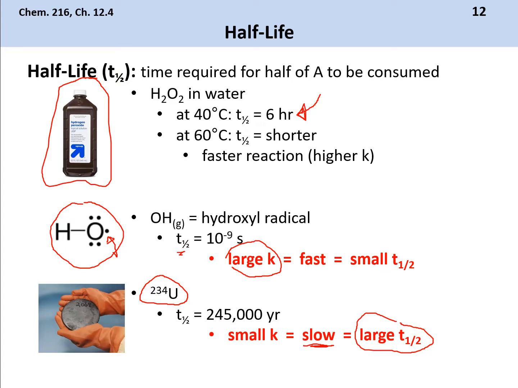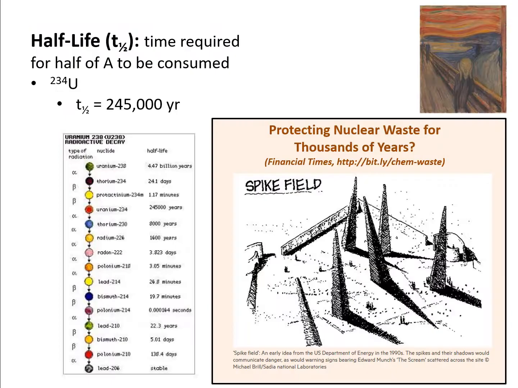Things that have very long half-lives, we don't usually talk about in seconds. Now we talk about it in years. So for instance, that uranium-234 lasts for a long time, and there are other radioactive wastes that take a long time. This is one of the things we have to worry about when we deal with nuclear energy. What are we going to do with all that waste for 245,000 years? I don't plan on living that long, maybe only 100,000 years. So what are we going to do after that?